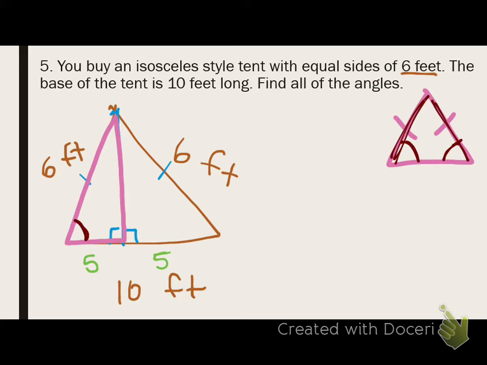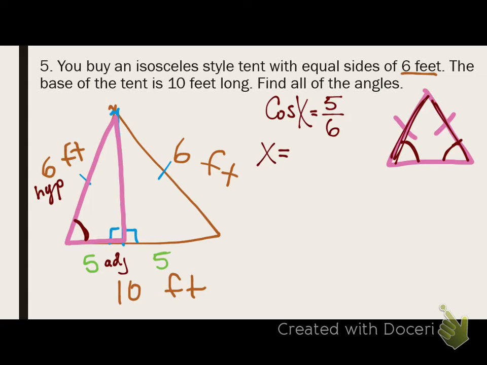Can I use the Pythagorean theorem to find an angle? No. We're going to use a trig ratio. So from this angle, what kind of side is 5? Adjacent. And what kind of side is 6? The hypotenuse. So which trig ratio are we going to use? Cosine. From the angle we don't know, you can call it x if you choose, cosine of x equals the adjacent, 5, over the hypotenuse, 6.